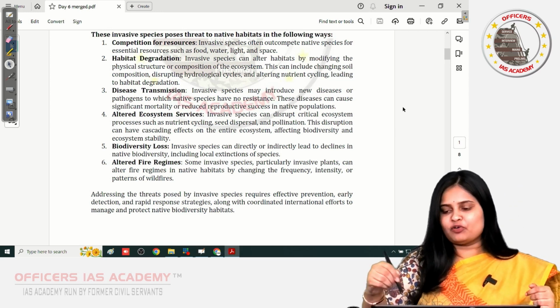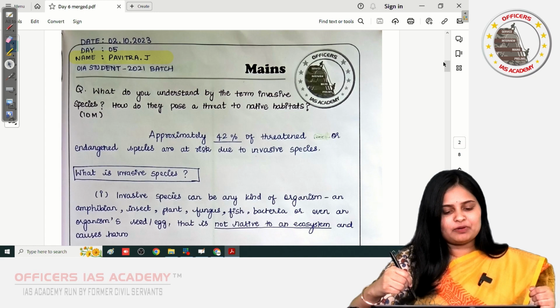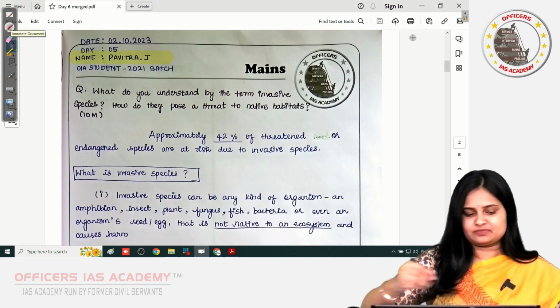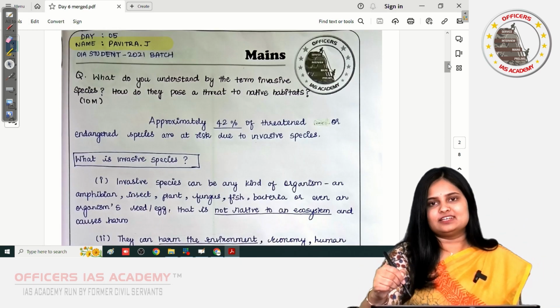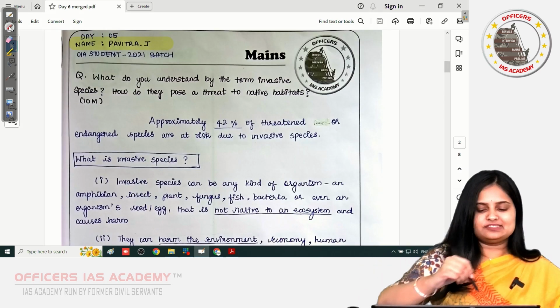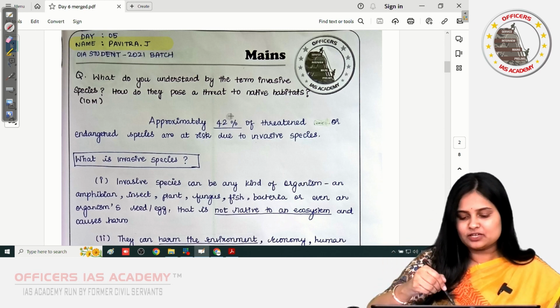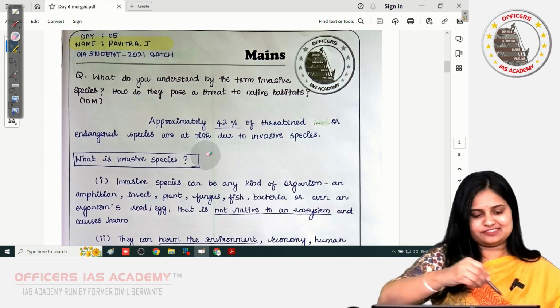So let us now move forward and look at the best answers. Pavitra has written a beautiful answer. Now over here, I'm analyzing Pavitra's answer. Pavitra has given a statistic. Usually it is said that if you're mentioning a statistic or a finding of a particular report, please mention the report also. It will make more sense.